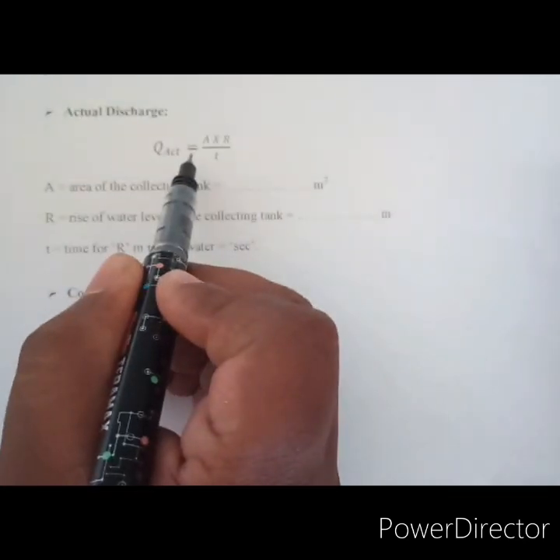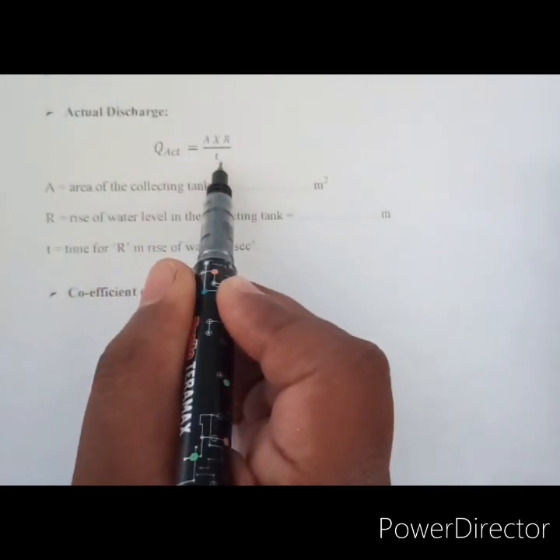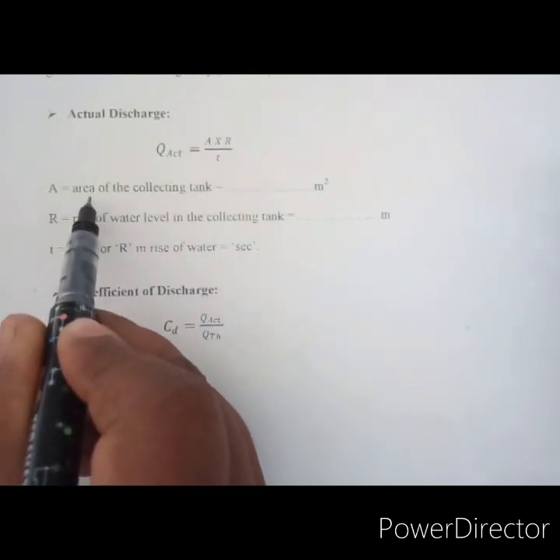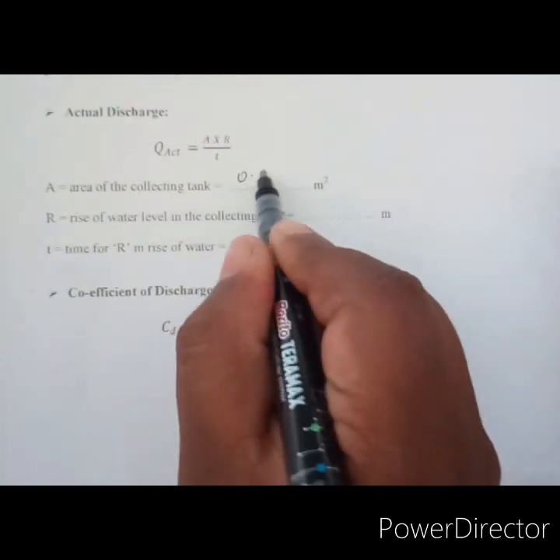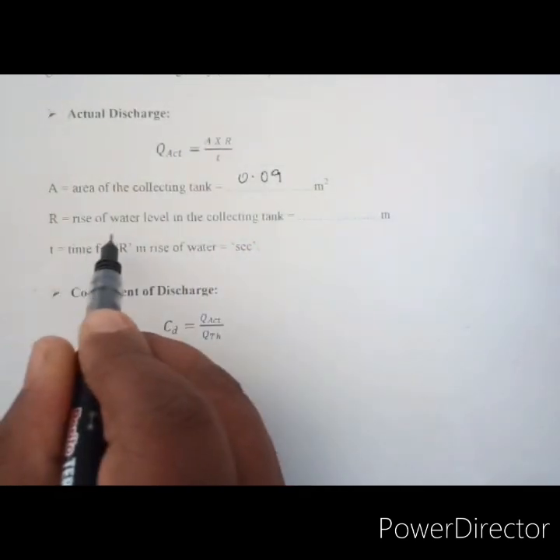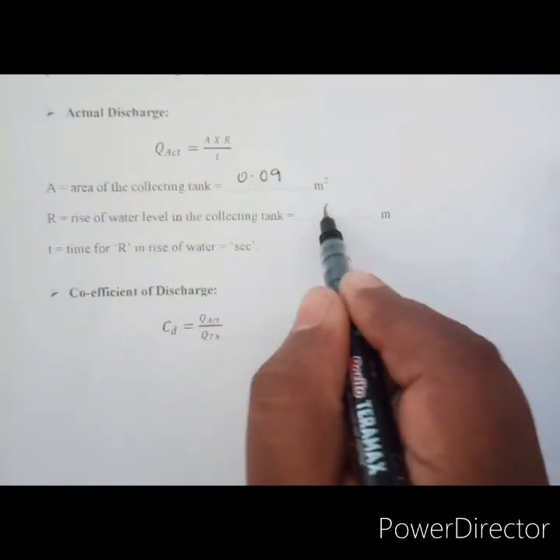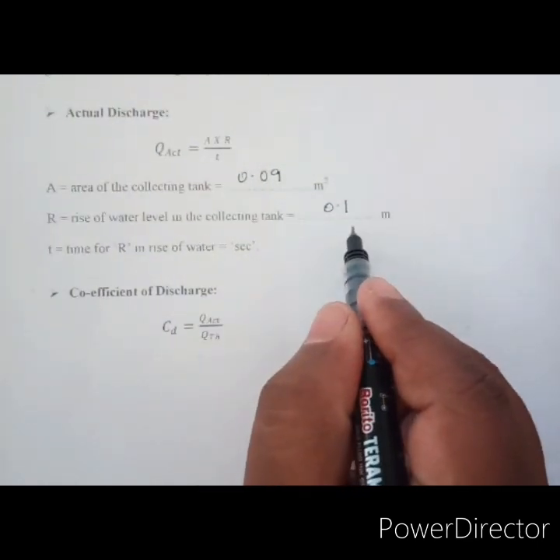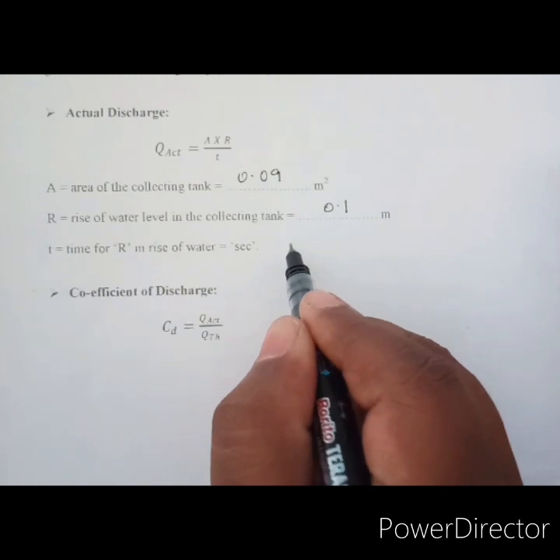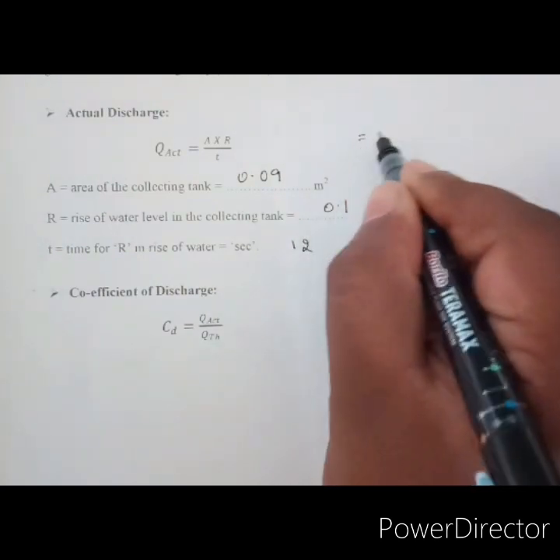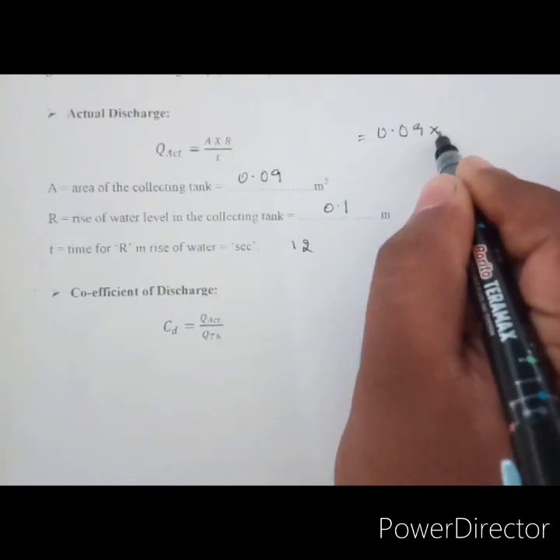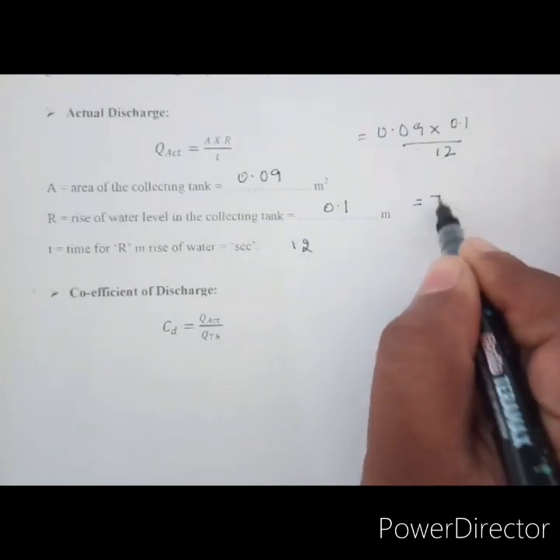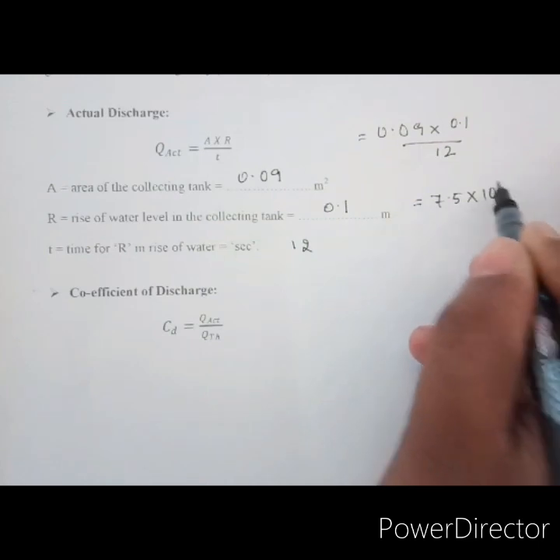The Q actual for a rectangular notch is given by the formula A into R by T, where A stands for the area of the collecting tank, which is taken as 0.09 meter square, and R is the raise of water level in the collecting tank, which is taken as 0.1 meter. For the 0.1 meter raise, the time taken was 12 seconds. Therefore, when we substitute these values in the equation, the Q actual value becomes 7.5 into 10 power minus 4 meter cube per second.